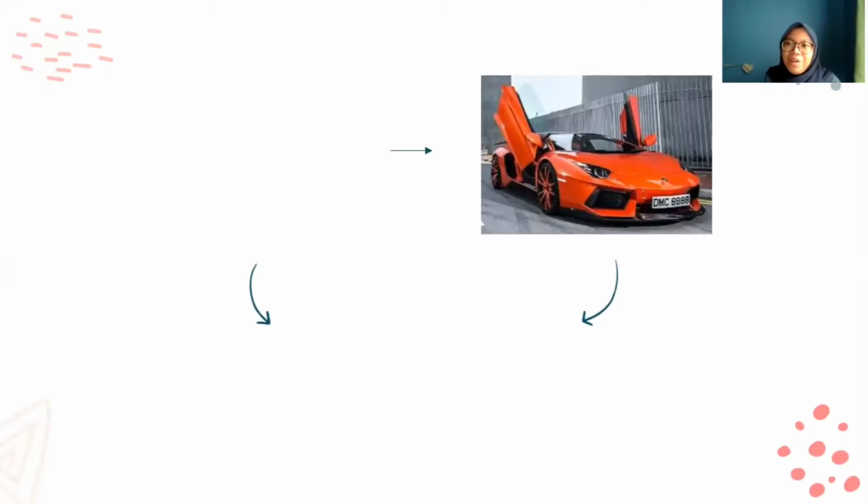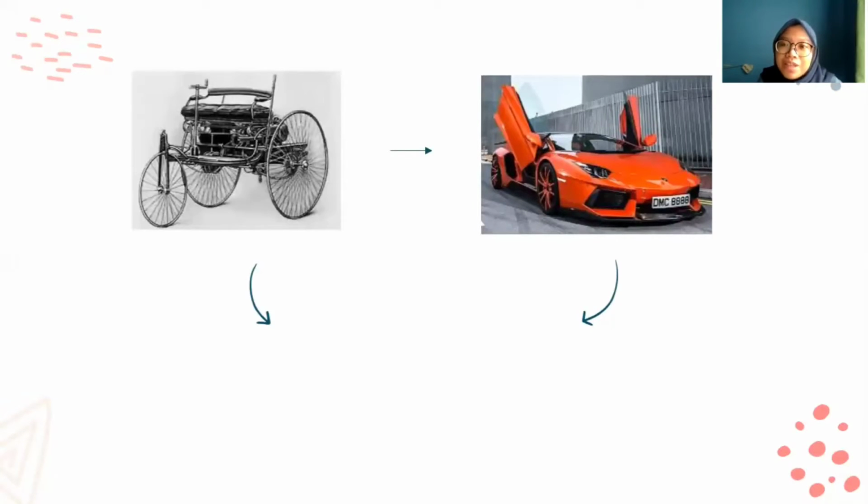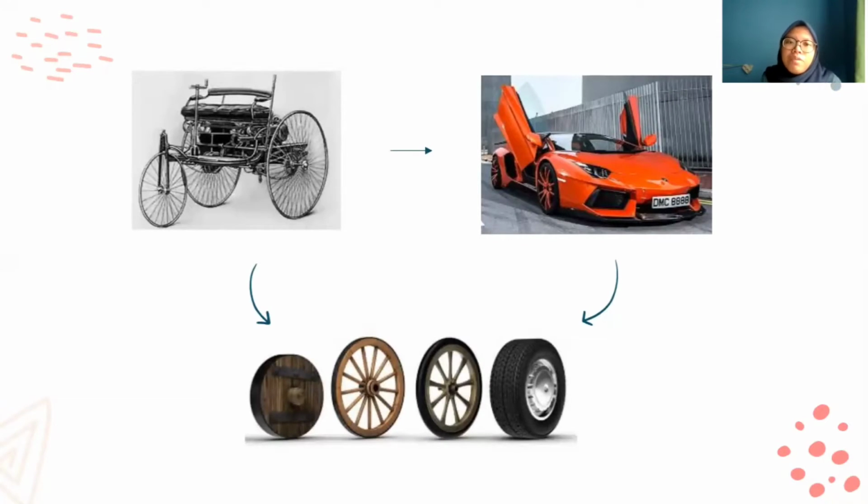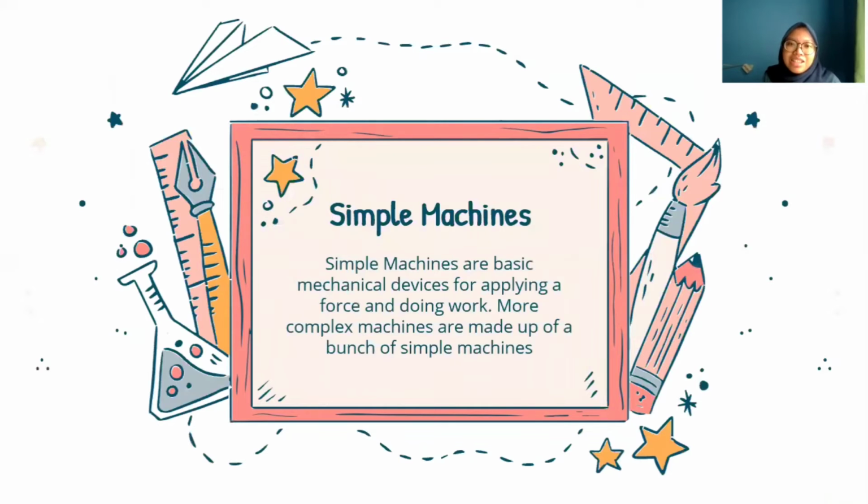So this is a picture of the supercars in this era, but it started from the caravan's first machines, and everything could not have happened if someone had not invented the wheel and axle. So the wheel and axle is one example of the simple machines. So what are simple machines? Simple machines are basic mechanical devices for applying a force and doing work. Simply said, a simple machine can help people to do something easily.